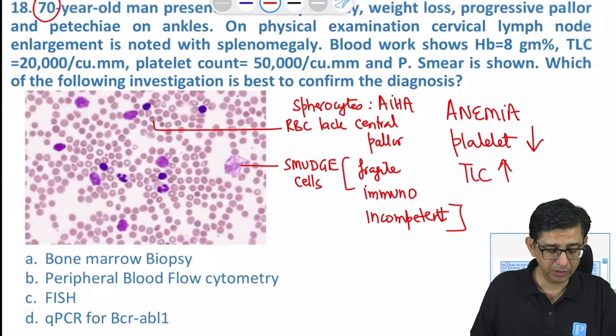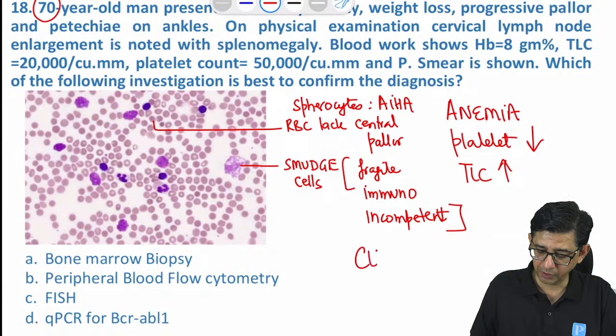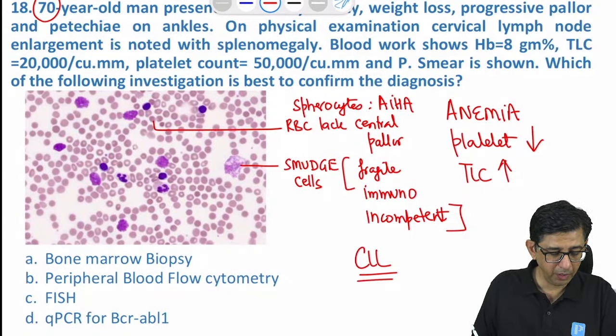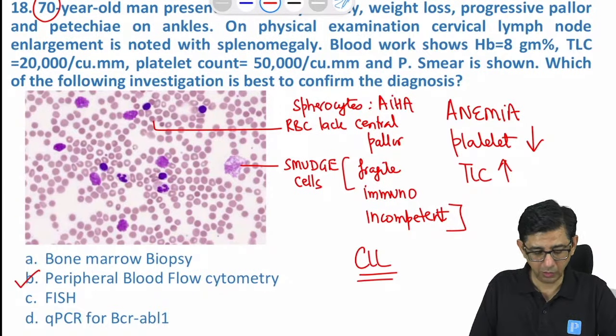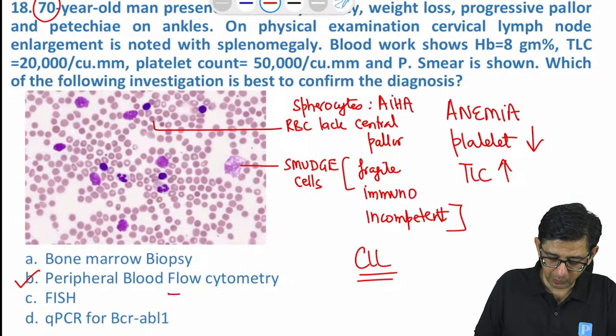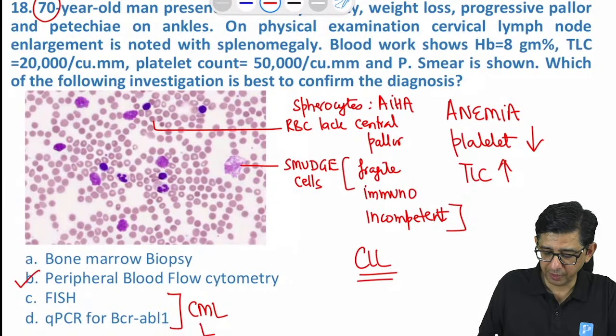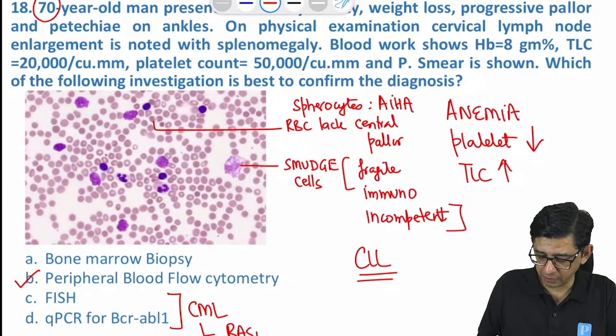The clinical diagnosis of this patient is chronic lymphocytic leukemia, and the best way for diagnosis of this patient would be peripheral blood flow cytometry. The answer for this one is option number B. Option number C and D will be suited for chronic myeloid leukemia. If it was chronic myeloid leukemia, then the findings would have been one, presence of basophils.